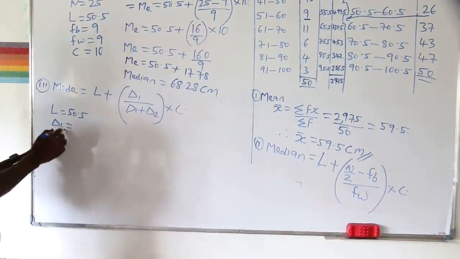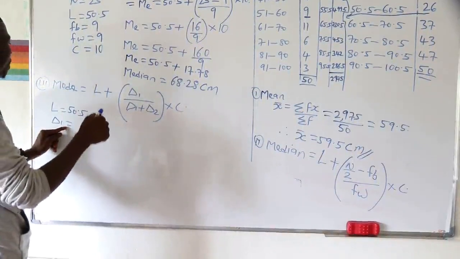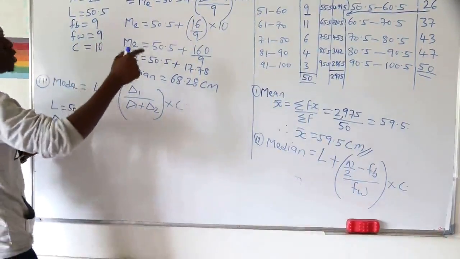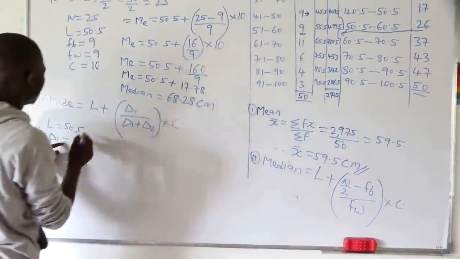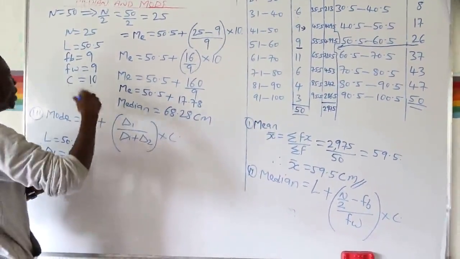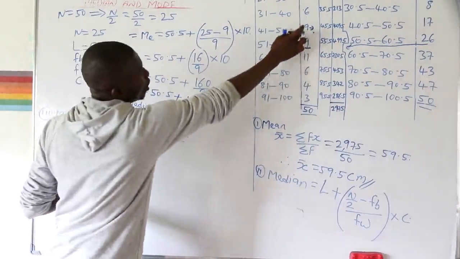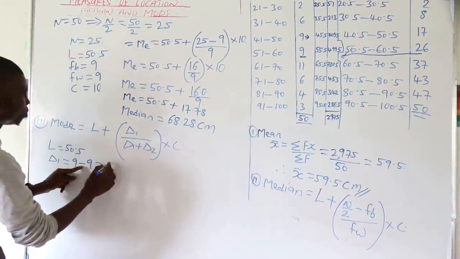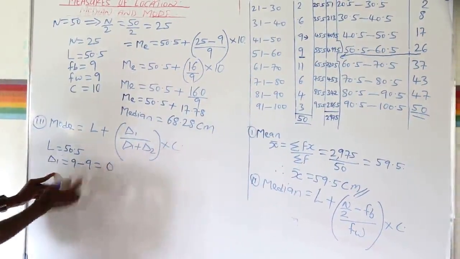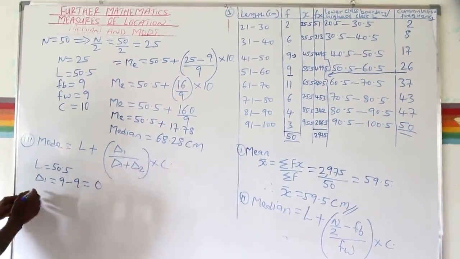Don't forget we said change in 1 means the real frequency minus the frequency before. Our real frequency here is 9, minus the frequency before, which is 9. So that's 9 minus 9, which equals 0. So our change in 1 is 0.